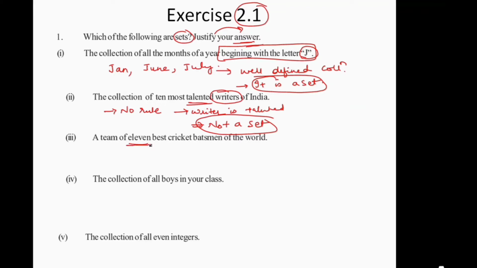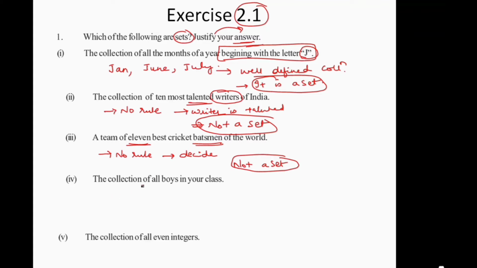The team of 11 best cricket batsmen of the world. See, there is no rule of deciding over here who is a good batsman. There is no rule defining who decides, right? And it is also not a set.